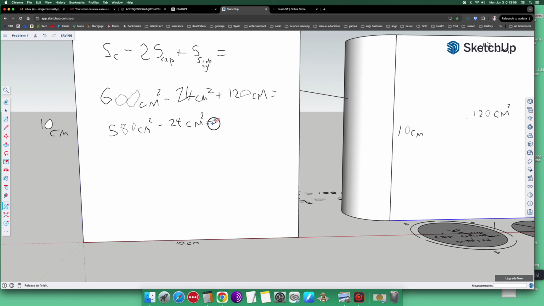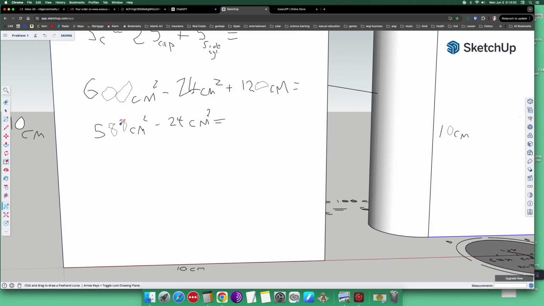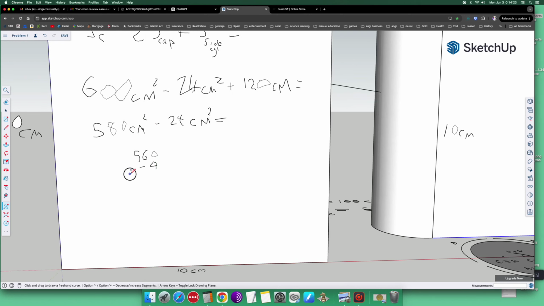What would that be equal to? Well, if we take 20 away from 80, we would be at 560. And then we have another 4 yet to take away. That's how I like to add and subtract in blocks. Makes life easier, I think. So if I take away 4 from there, we're going to have 556.